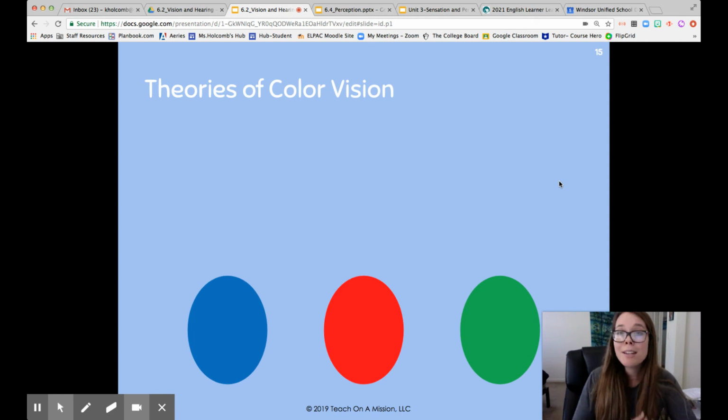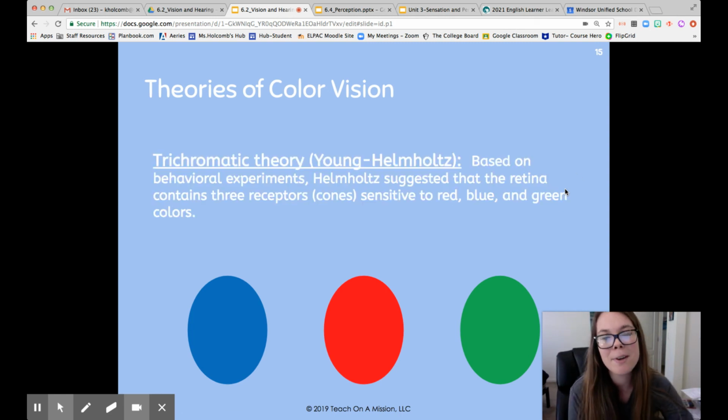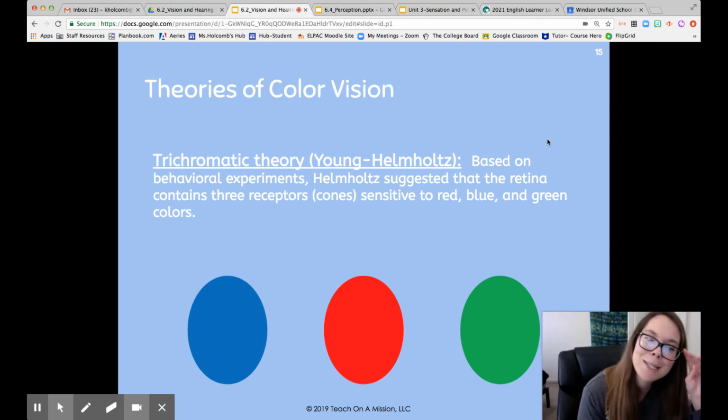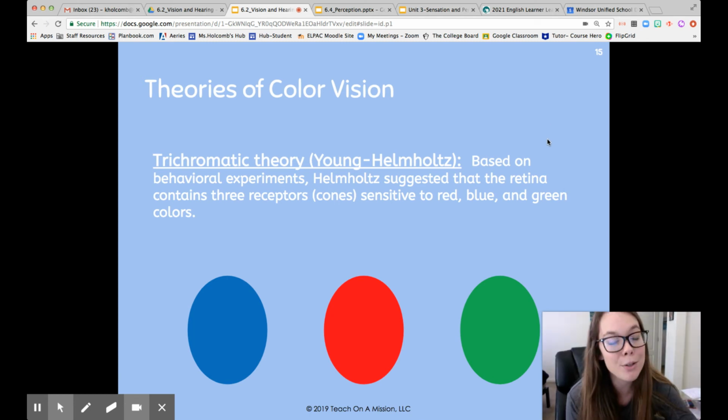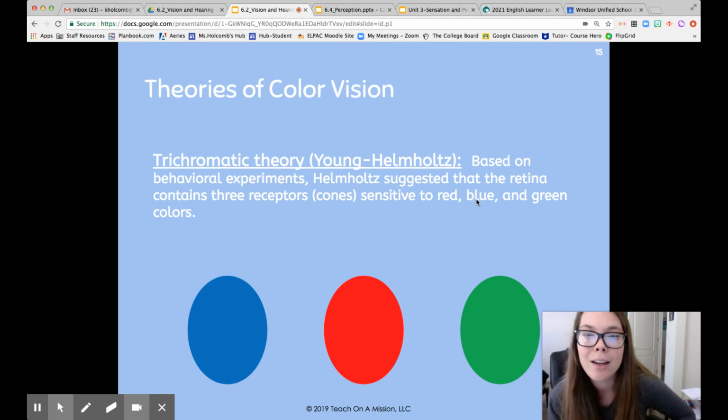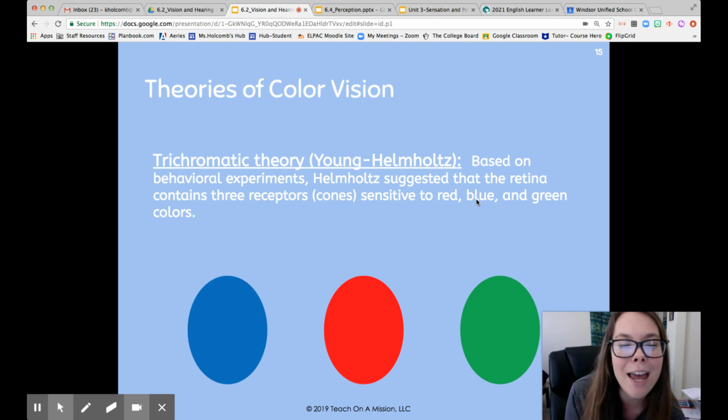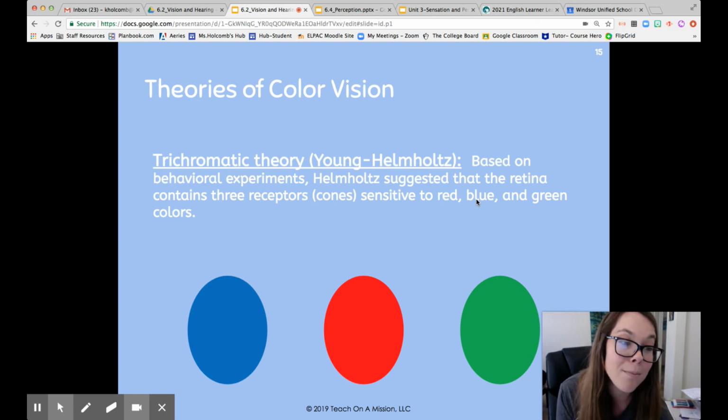So this is going to lead us to our theories of color vision. I know this is where we would have the fun time to see who's colorblind in class and all that. Fun fact, usually one in every 3 men are colorblind, and 1 in every 8 women are colorblind. So men are most likely to be colorblind, especially when it comes to reds and purples. But we do have Young-Helmholtz and his trichromatic theory. And I always remember this as saying tri because it's 3 colors.